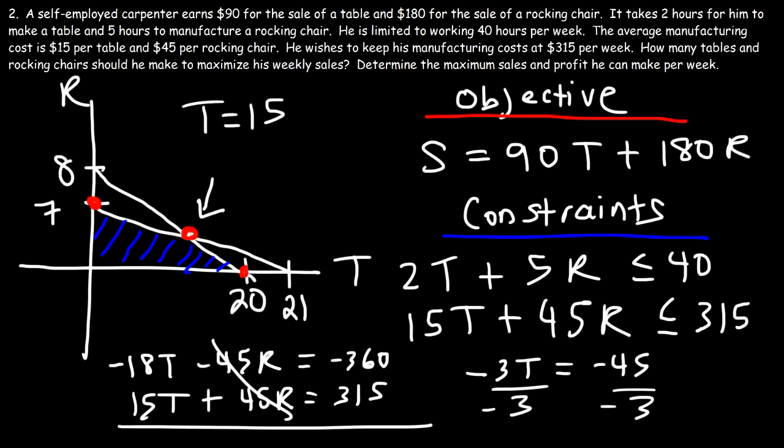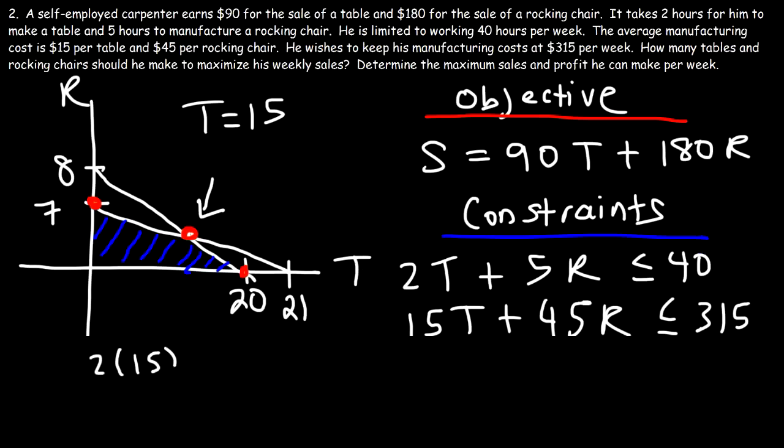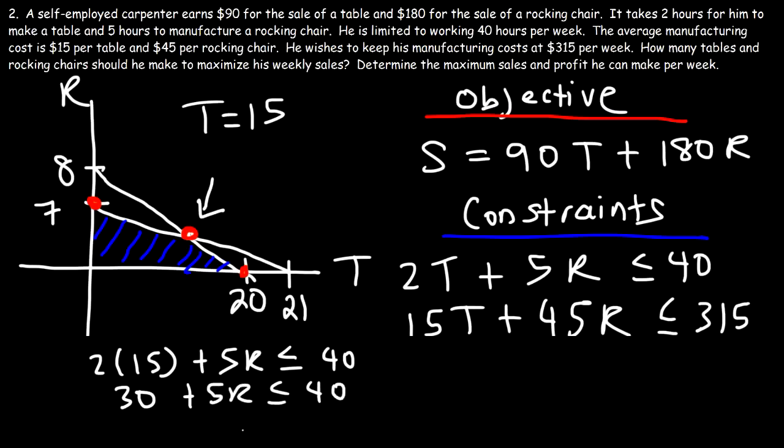Now, let's calculate r, and let's use the original equation to do so. So 2 times 15 plus 5r is less than or equal to 40. 2 times 15 is 30. And if we subtract both sides by 30, 40 minus 30 is 10. So 5r is less than or equal to 10. And then if we divide by 5, 10 divided by 5 is 2. So the most that r can be at that point is 2.